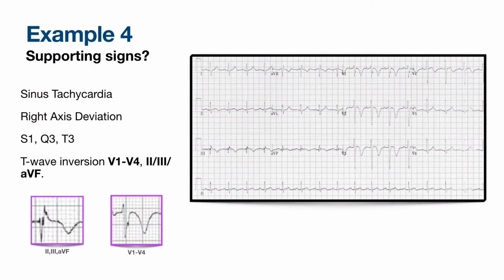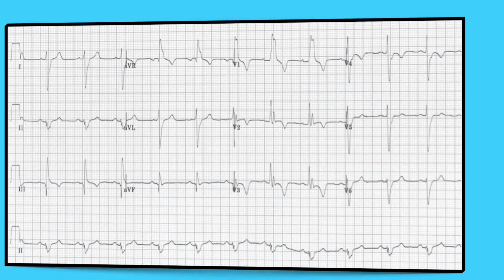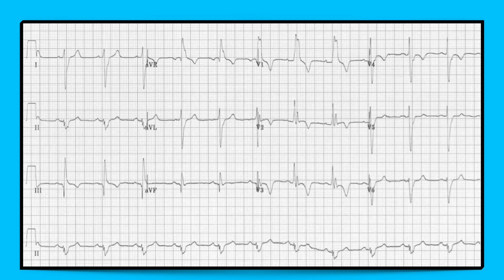So what we found was the sinus tachycardia, right axis deviation. We have that S1Q3T3, right? And T wave inversions in V1 through V4, as well as in the inferior leads.